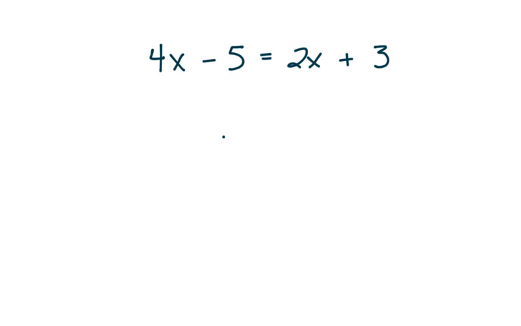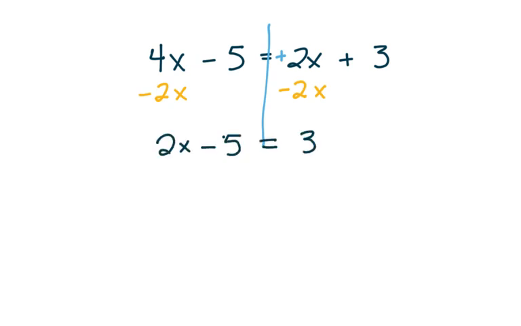So if I were solving this one, we've got our little dividing line. If I were going to solve this, I would move the 2x over to join the 4x because I could do that by subtracting. And if you're not sure, then you want to remember that if there's no sign in front of it, this is a positive 2. And so the opposite of a positive 2 would be a negative 2, which means that we would subtract it. So we're going to subtract 2x from both sides. That's going to leave me with 2x minus 5 equals 3.